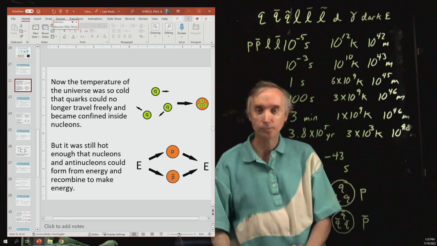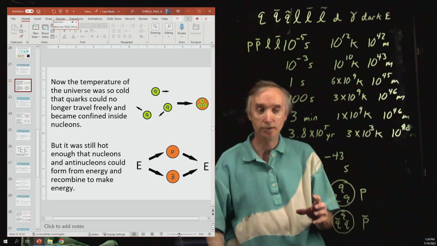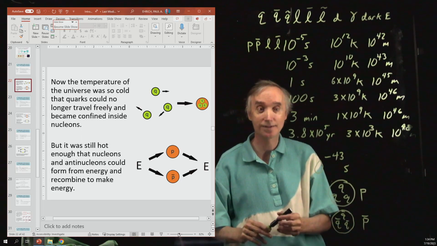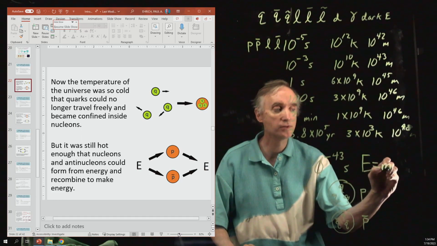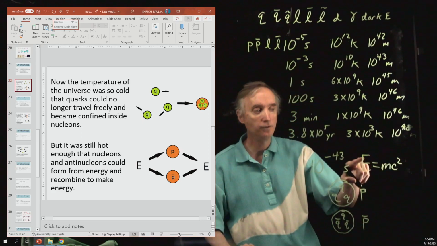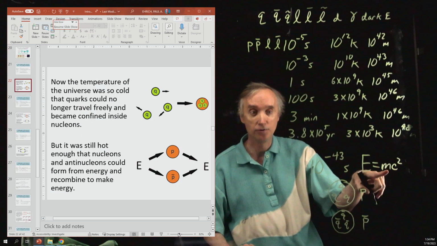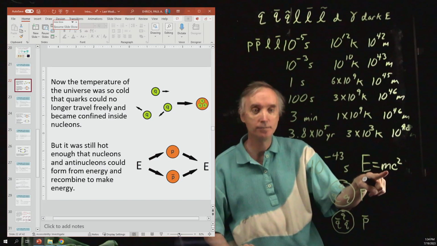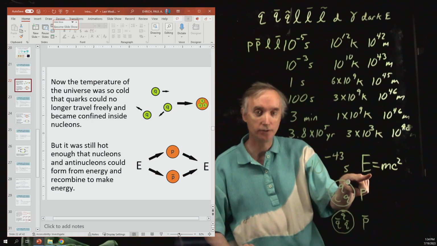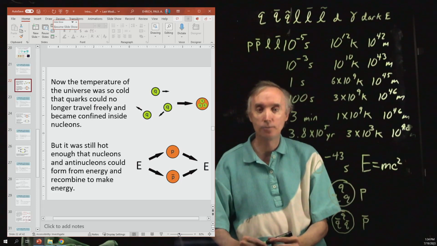Okay, but it's still plenty hot enough that energy can turn into protons and antiprotons, because E equals mc squared. So if you've got enough energy, you can manufacture matter. You can manufacture matter and antimatter. And if matter and antimatter go together, they turn back into energy. So energy can create protons and antiprotons, and then when they go back together, they turn back into energy again.